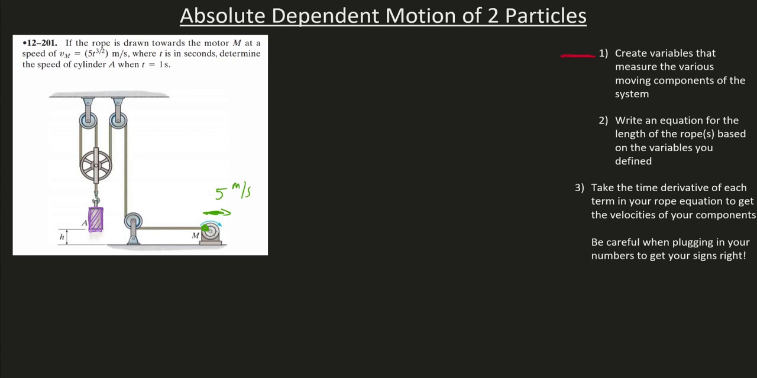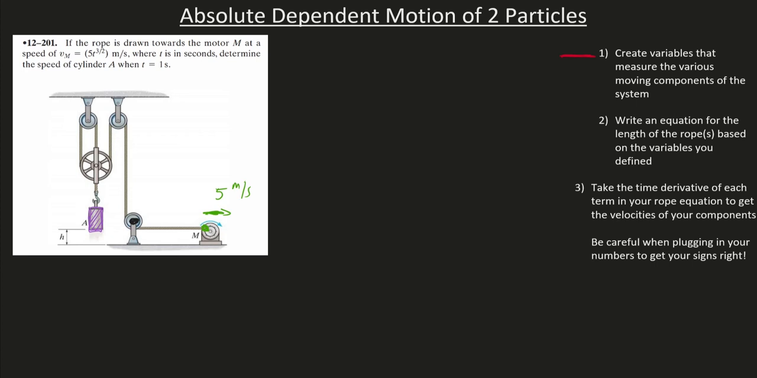So we'll kick it off with creating variables that measure out the various moving components of the system. Well, I chose this problem because it's kind of weird. We got ropes going this way, but then we got this. Well, don't worry about it. Just make variables and make sure these variables are measured off of origins that are not moving. Not all of my different variables have to be measured from the same origin.